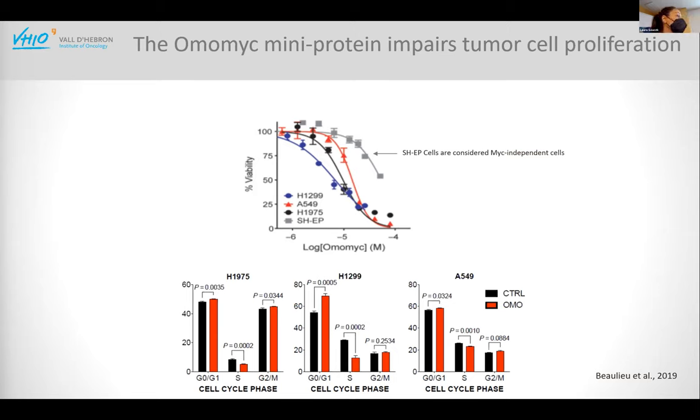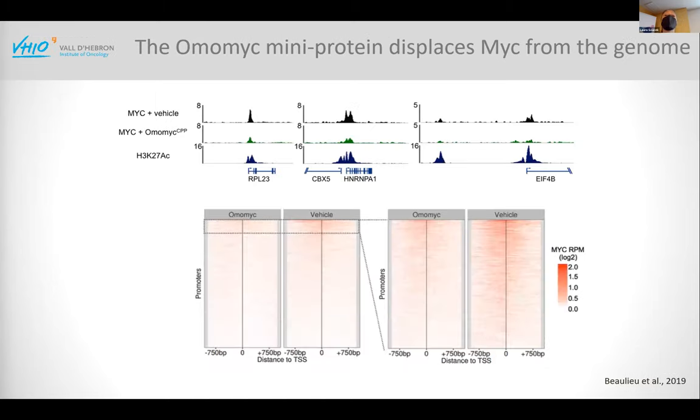And the outcome is always the same. The cells are arrested or die as a consequence of Omomyc treatment, only cancer cells. Again, normal cells do not have this phenotype. But we had to show that this was happening, not because we were pumping the cells with a big and bulky protein. We had to show that this was due really to MYC inhibition. So what we did was to look at MYC on DNA.